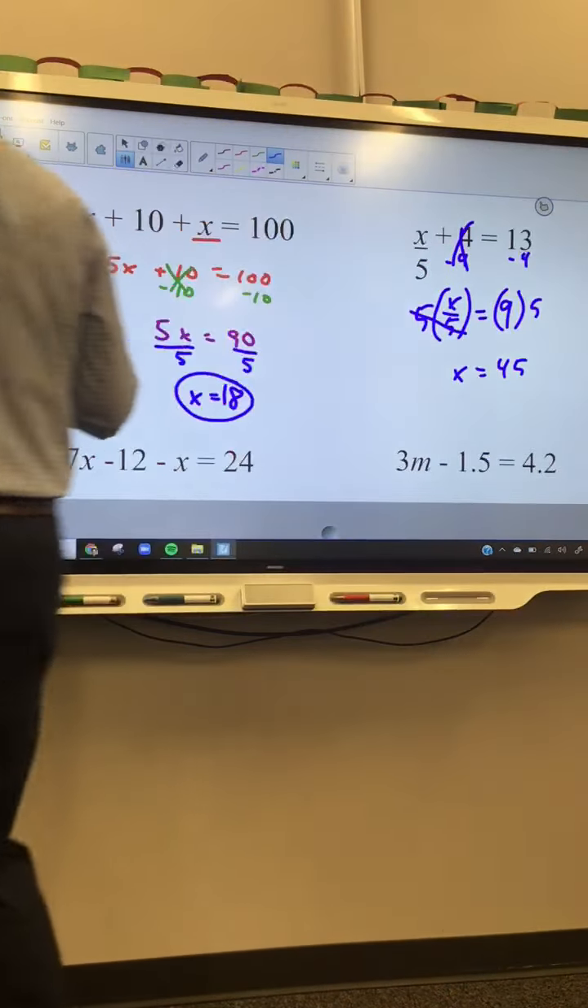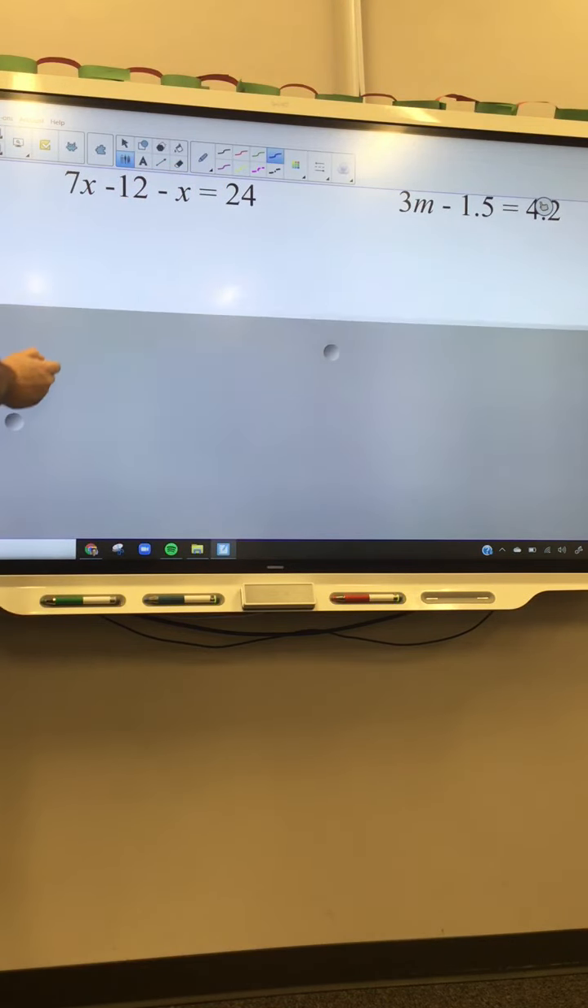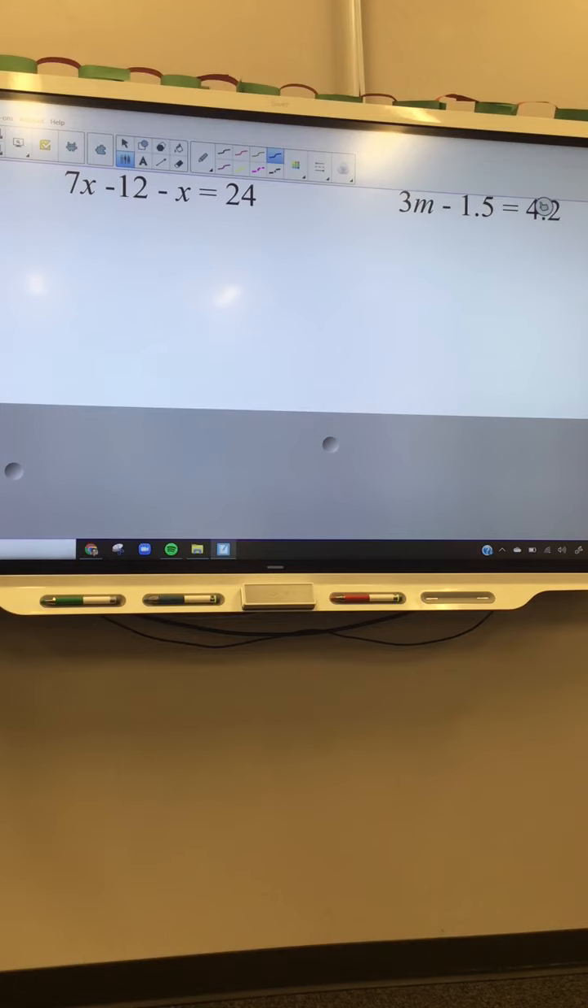Alright, try 2 more. This one's got a decimal, doesn't matter. You're doing the same type of operation.